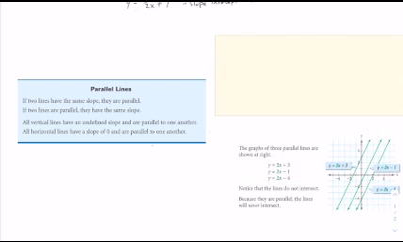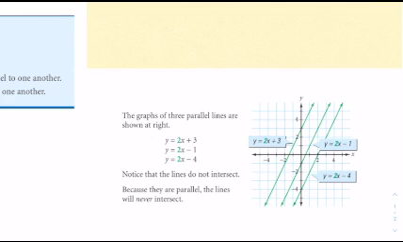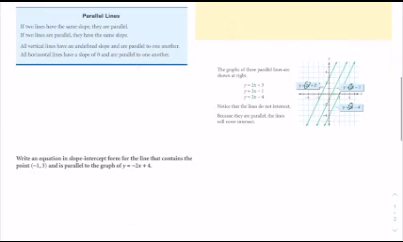So if you look at this image right here, you can see that the graphs of all three lines are parallel to one another, which means they will never intersect. And if you notice, the slope for all three equations is always the same. The y-intercept can be different though. That does not matter for parallel lines.